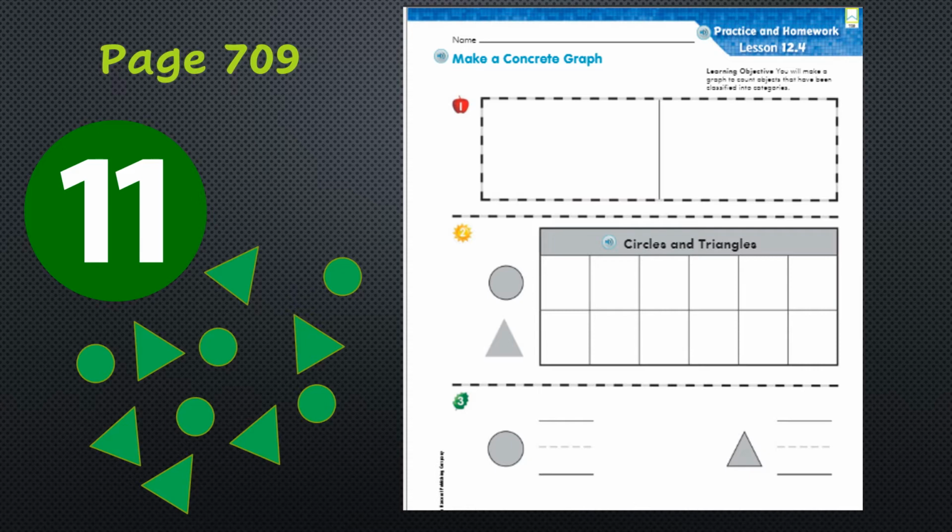Here we are on page 709, and we're going to continue to do the same lesson that we were doing yesterday. We're going to make a concrete graph. The first thing I'm going to ask you to do is grab your bag of shapes, and you're going to need to pull out 11 circles and triangles. They can be mixed circles and triangles, doesn't need to be 11 of each.